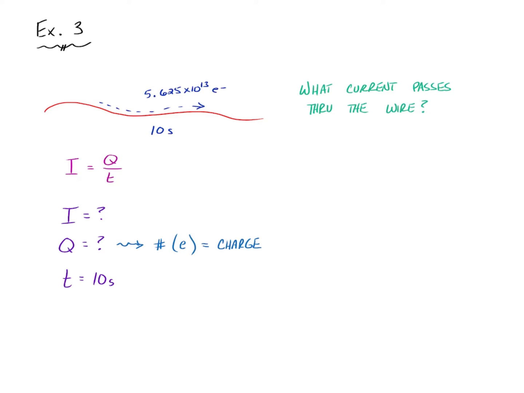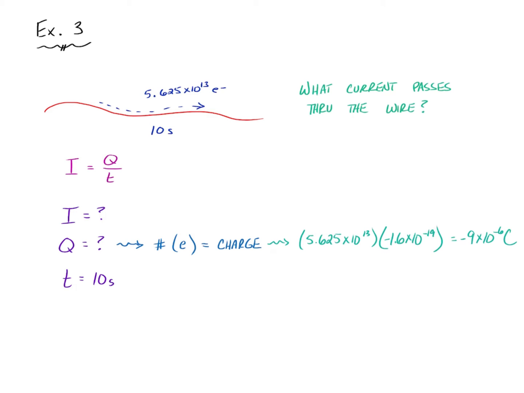So if we realize that the number of electrons or protons times the elementary charge gives me the total charge, well, we know we're dealing with electrons, so this now becomes the number of electrons, which was given in the problem, 5.625 times 10 to the 13th. We're going to use the negative version of the elementary charge because we're dealing with electrons. When we multiply those, we realize that 5.625 times 10 to the 13th electrons is the same as negative 9 microcoulombs of charge, or negative 9 times 10 to the negative 6th.